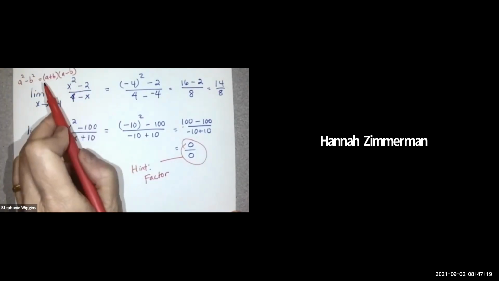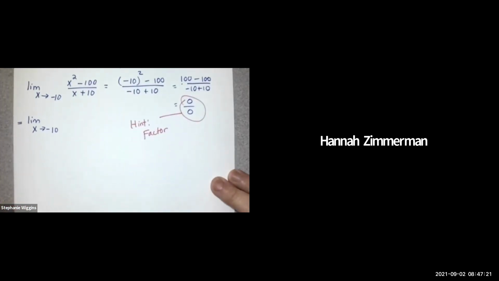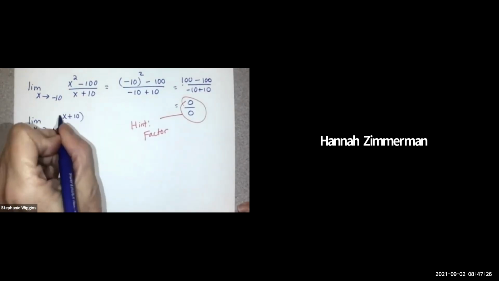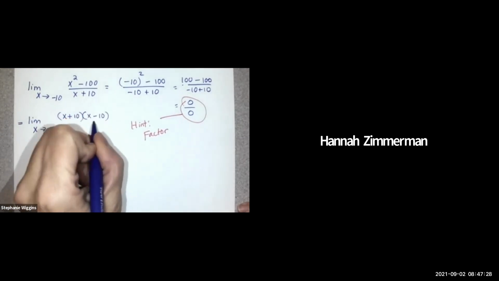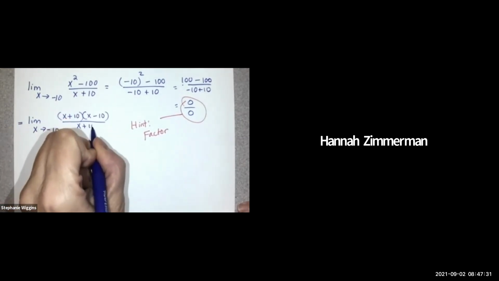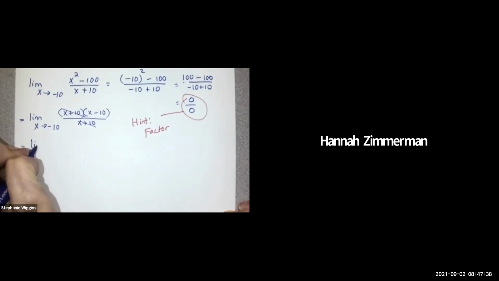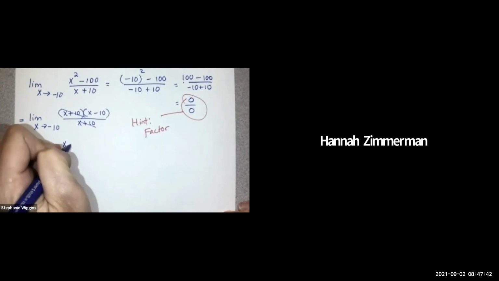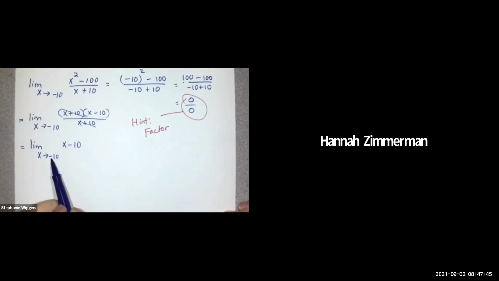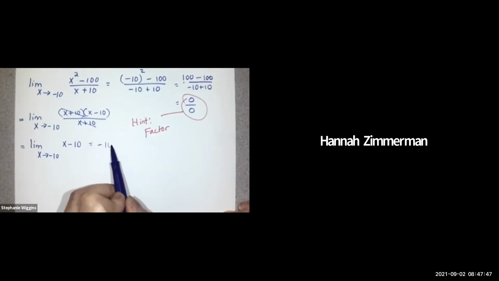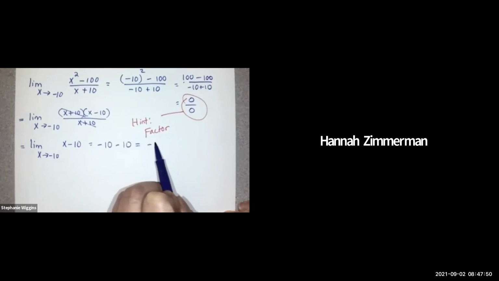Remember that from algebra? That's the difference of squares. So here, when we factor this, it becomes x plus 10 times x minus 10, divided by x plus 10. And now you can see that common factor showing up. And so this becomes, by that theorem, the limit as x approaches -10 of x minus 10. And now we can plug in -10. -10 minus 10 equals -20. So this is our limit.